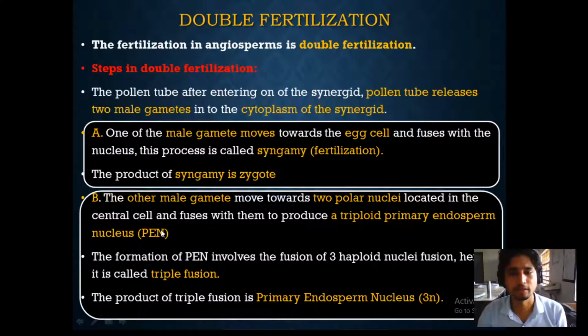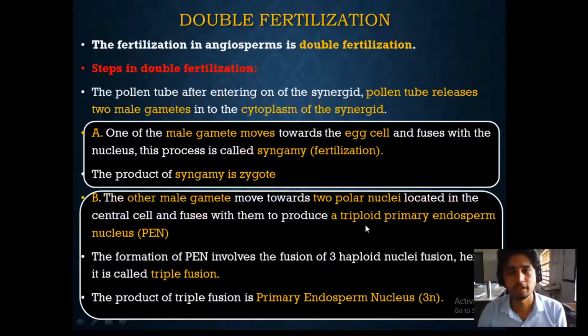What about the other male gamete? The other male gamete moves towards the polar nuclei. You remember the polar nuclei are present in the central cell, and there are two nuclei together. These two nuclei are close by and not divided separately by a cell. Both are present in the same cell. The two polar nuclei are located in the central cell. This male gamete fuses with the polar nuclei to produce the primary endosperm nucleus.